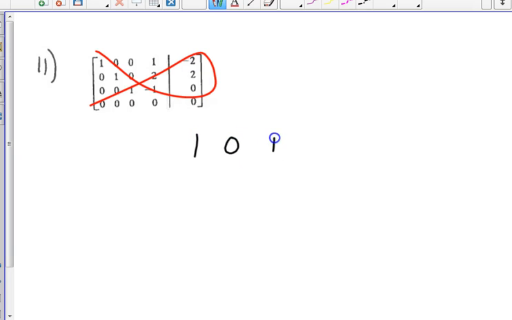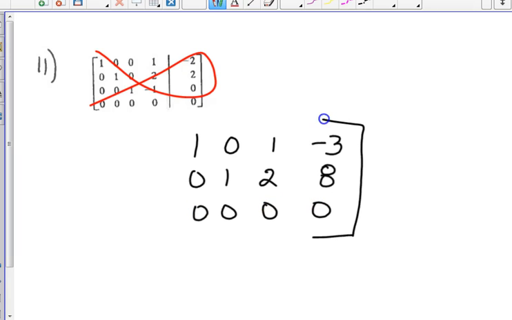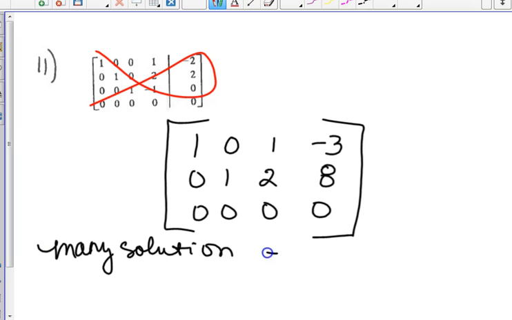1, 0, 1, negative 3. 0, 1, 2, 8. 0, 0, 0, 0. Now what do we write? Many solutions. Then what? z equals any number. And we're going to go back and rewrite these. Is it possible that we can get like a y equals something? Not if it's in reduced row echelon form, it'll always be the last variable. In theory, it's possible that it could be two variables, but I won't put that on the test.